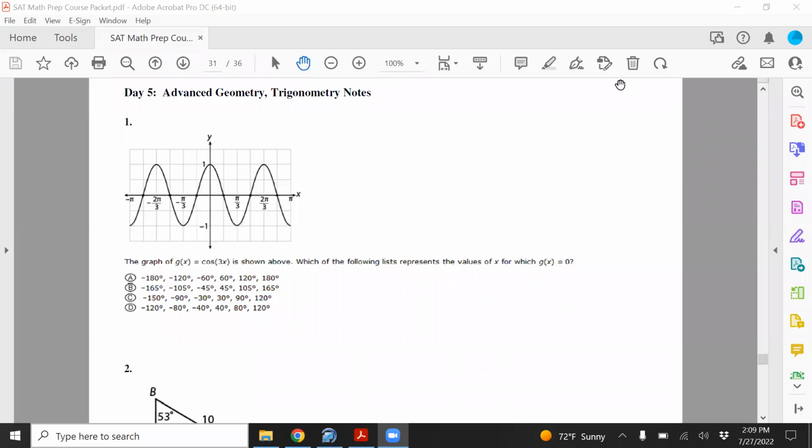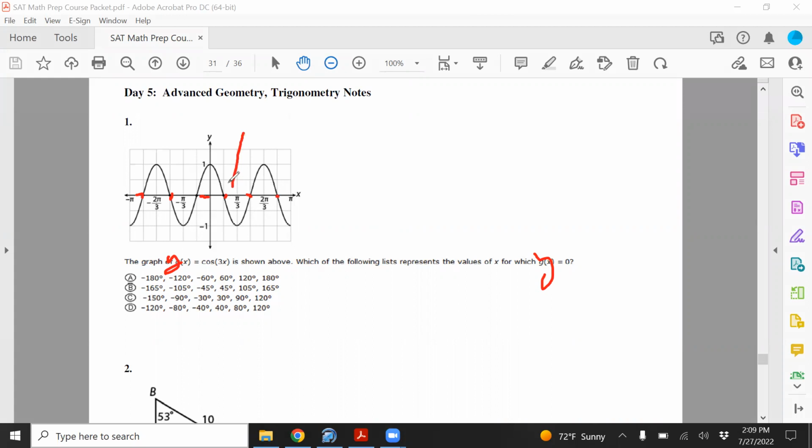Okay, so this first one here, we have a trig graph, cosine 3x, asking which of the following list represents values of x for which g of x equals 0. So g of x obviously is y, and y is 0 obviously on the x-axis. So you see it definitely hits it a few times. When I say it, I mean the x-axis.